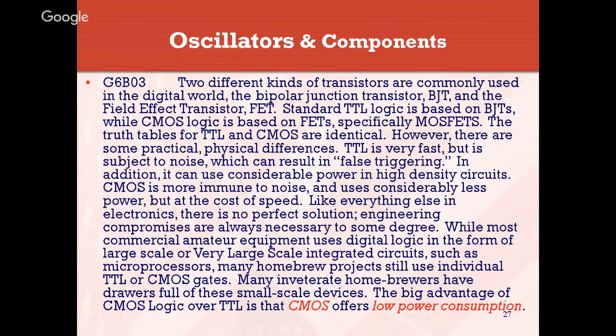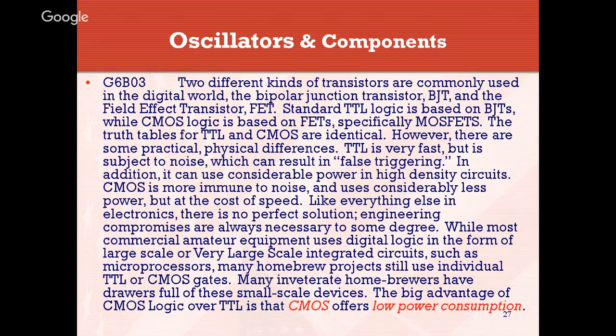There's a lot to read here, and I don't think I really want to go into all of this. It's pretty easy to look at because you have TTL logic circuits, FET transistors and CMOS and stuff like that. One thing to note, however, is the third sentence down, the truth tables. The truth tables for TTL and CMOS are identical, but there are some practical differences.